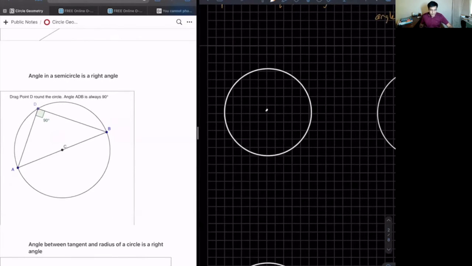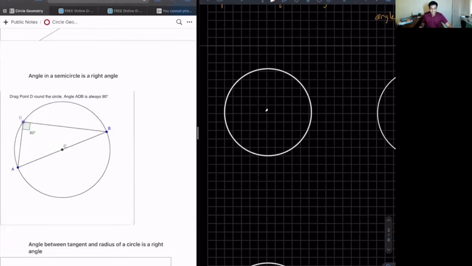This one's really cool. I didn't believe that this was actually a thing. So if this is your diameter, A to B is your diameter, then if you draw out a triangle to the circumference, anywhere on the circumference, then that angle will be 90 degrees. And this is crazy. I'm moving this point and I'm like, wow, how is this staying 90 degrees? But it is. Okay, so again, commit this image to memory. This is insane, right?